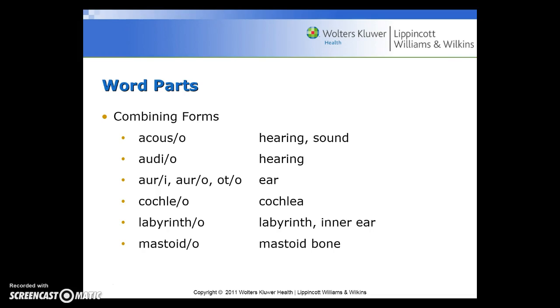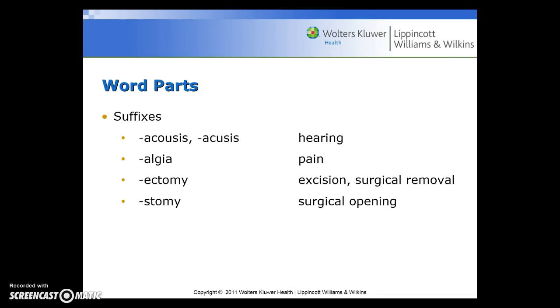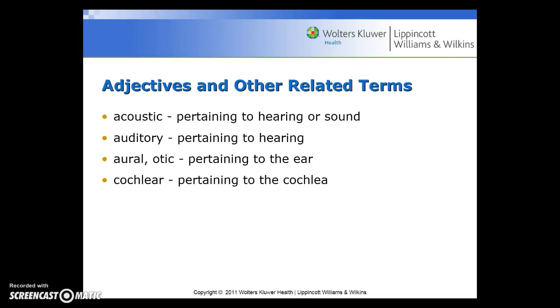So let's talk about the combining forms. Acous/o, for hearing or sound; audi/o, for hearing; aur/i, aur/o, ot/o, for ear; cochle/o for cochlea; labyrinth/o for labyrinth or inner ear; mastoid/o for the mastoid bone; myring/o or tympan/o for the tympanic membrane or eardrum; scler/o for hard or sclera; staped/o for stapes; vestibul/o for vestibule. Prefix: dys- for painful, difficult, abnormal. Suffixes: -acusis for hearing, -algia for pain, -ectomy for excision or surgical removal, and -stomy for surgical opening.